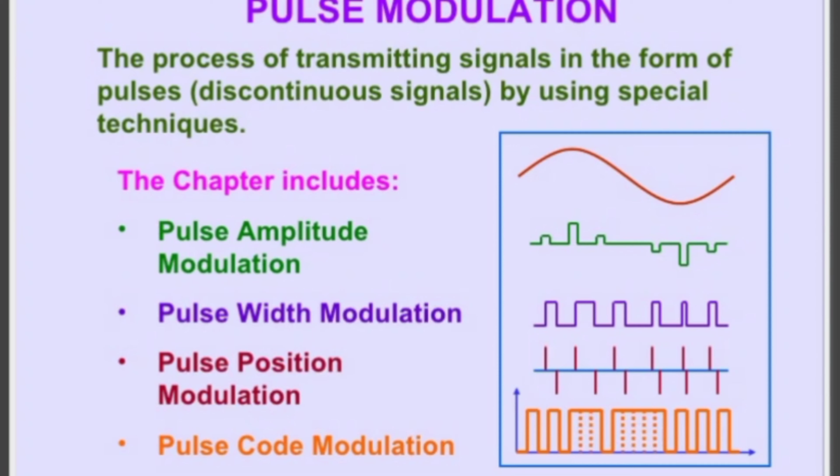That is, it is the analog signal. After that, it is pulse amplitude modulation. The first one is green color. That is, the amplitude of the pulse depends on the analog signal. And similarly, in pulse width modulation, the width of the pulse is varied. If the amplitude is more, the width of the pulse increases. In pulse position modulation, the position of the pulse is varied according to the analog signal. Pulse code modulation is a digital technique that we'll discuss later.